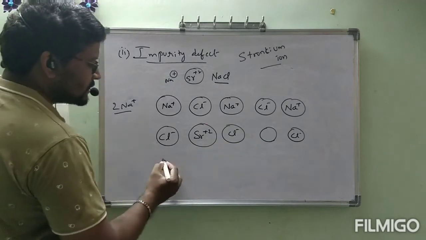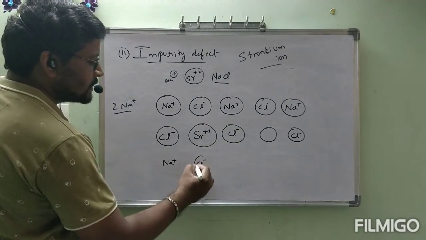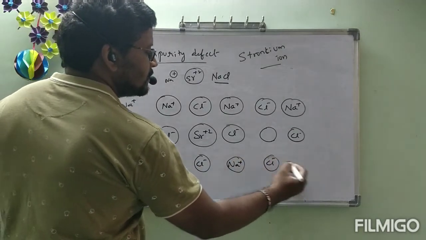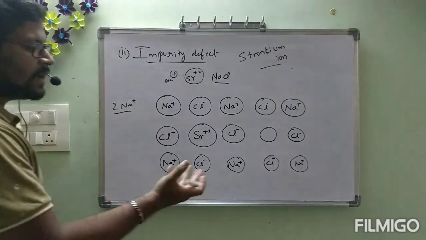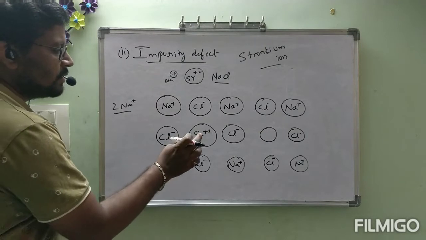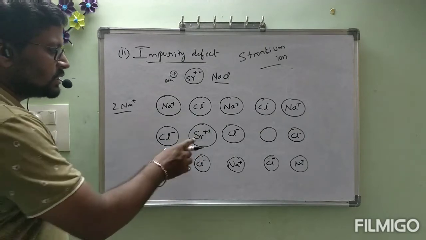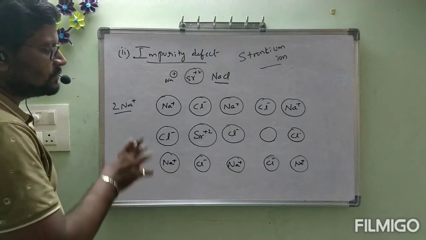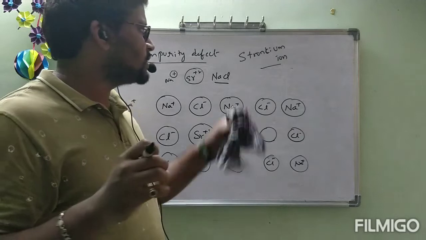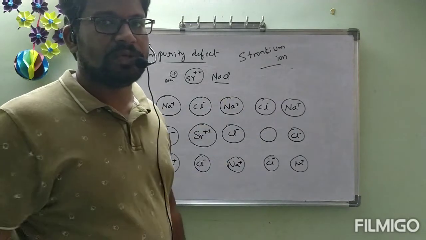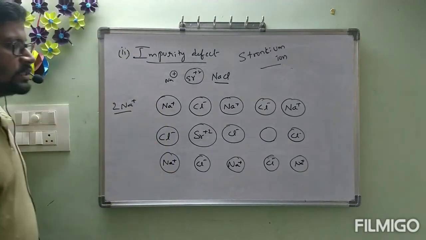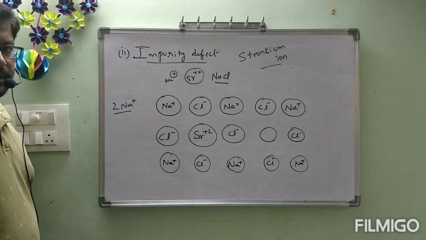Now next again Na plus, Cl minus, Na plus, Cl minus, Na plus. What happened here? One vacancy is generated, and instead of the Na plus ion, we got Sr plus 2. That means one foreign substance from outside, the strontium plus 2 ion, came into the Na plus ion position. This type of defect is called impurity defect.